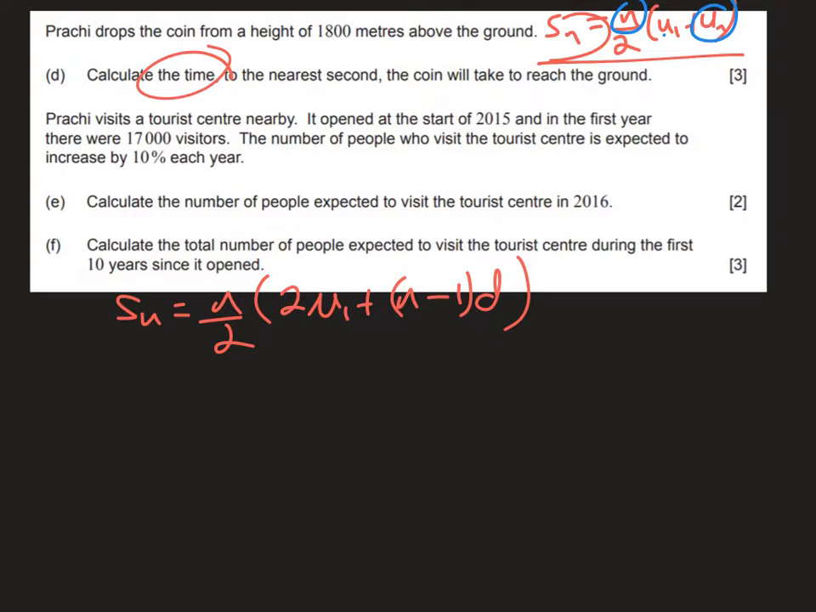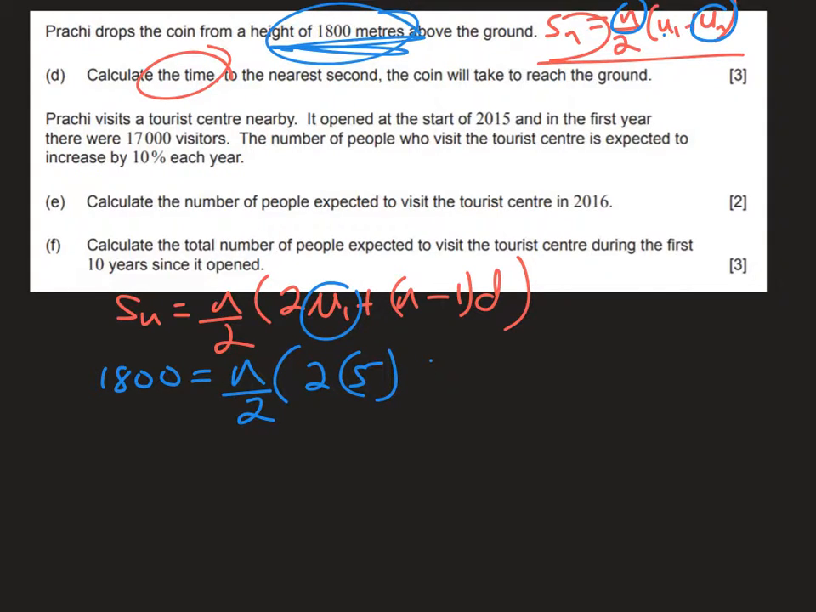And again then, look at the information we've got. So we know the total distance it travels, it tells us here. So the total distance it travels is 1,800. We don't know what n is, that's what we're trying to find out. We do know what u1 is, that was the first number in the sequence, which we said was 5. So that's 2 times 5 plus, we don't know what n is, so we have to leave that like that. And d is 10, the common difference.